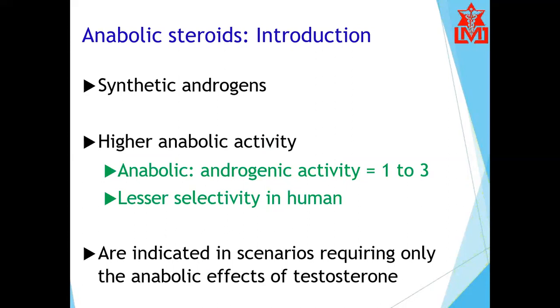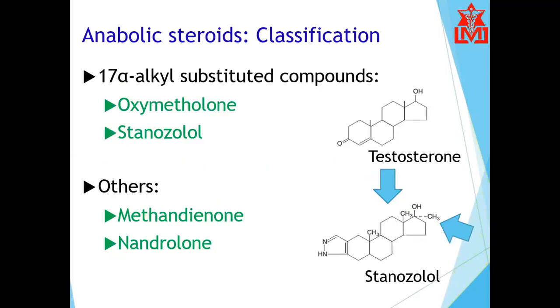Anabolic steroids are synthetic androgens. They have high anabolic activity. They are less selective in human beings, and androgenic activity is 1 to 3. They are indicated in scenarios requiring only the anabolic effect of the steroids. Anabolic steroids are classified as 17 alpha alkyl substituted compounds, and examples are oxymetholone and stanozolol. The others are methandienone and nandrolone.